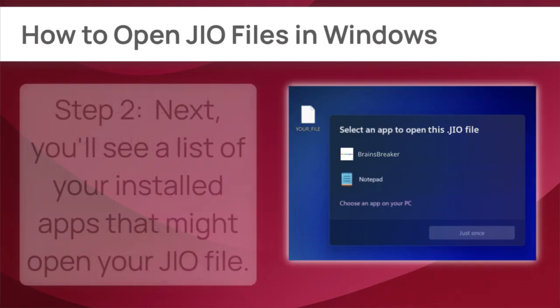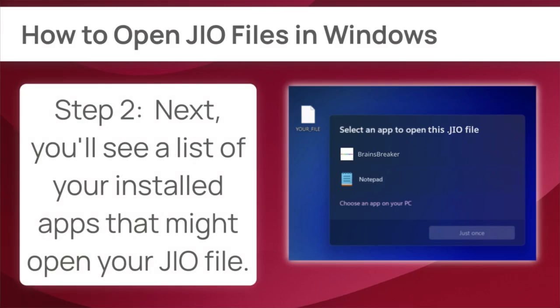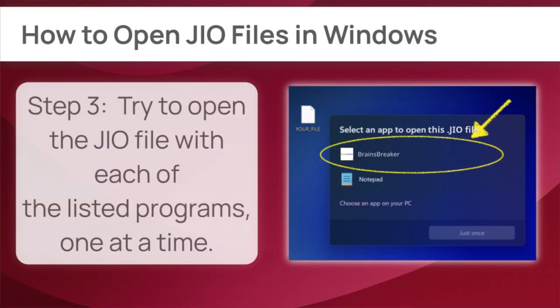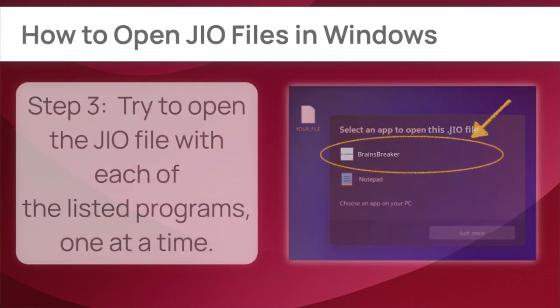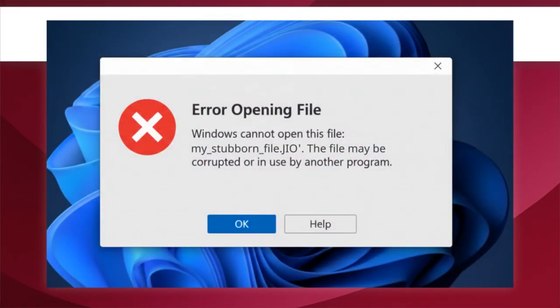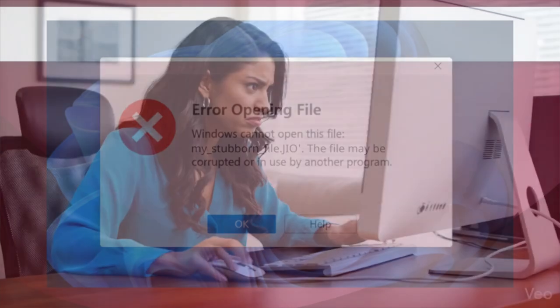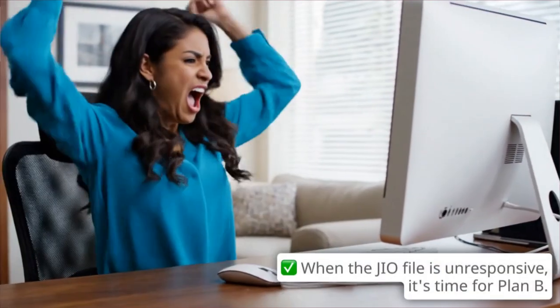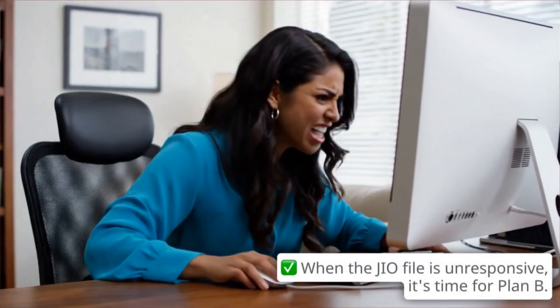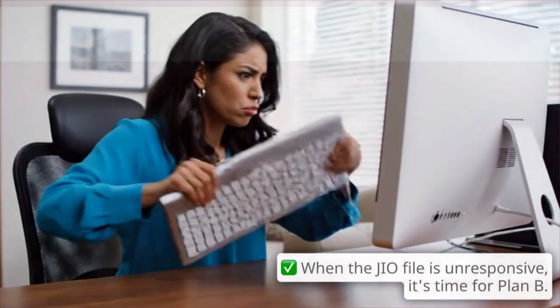Right-click your JIO file and select Open With. Test BrainsBreaker if it appears. If it fails, select the next application. Testing eliminates uncertainty. If you cannot access the JIO file, no problem. The good news is that file opening failures usually follow a pattern. You have one of three problems. I've put together a short list showing the cause and the simple check.